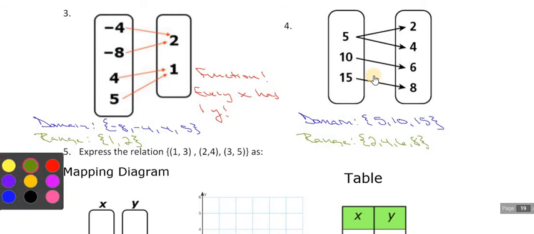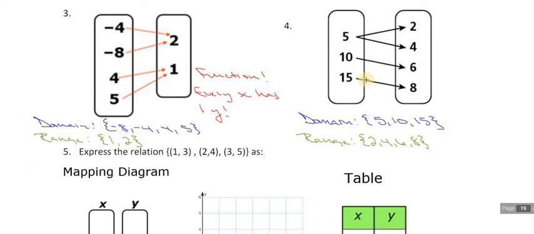Now, if we're thinking about relations versus functions, every relationship with x's and y's is going to be a relation, but more specifically is a function. Is it a function? Does every x have exactly one y? Well, 15 goes to one y value of 8. 10 goes to one y value of 6. 5 goes to 2 different y values, 2 and 4. So because of 5, it's not a function. It's a relation only.